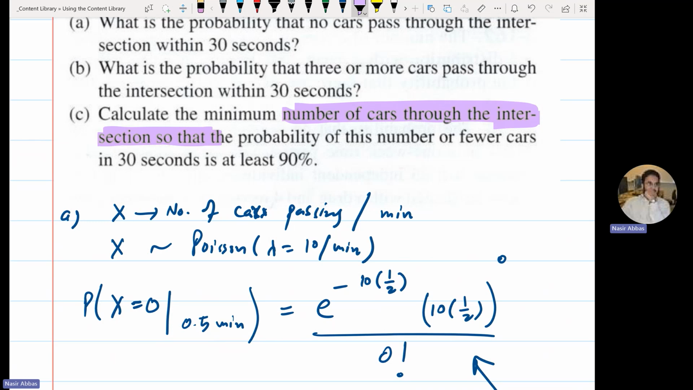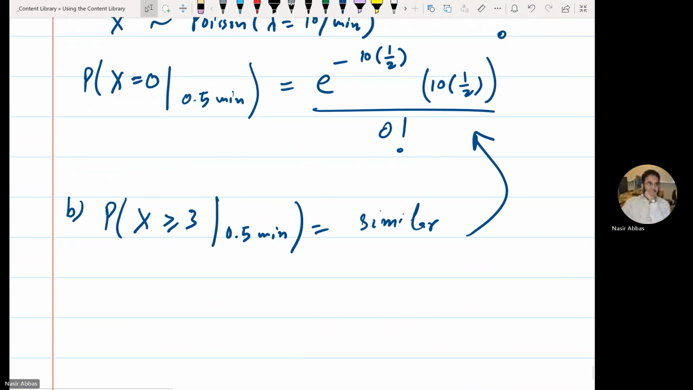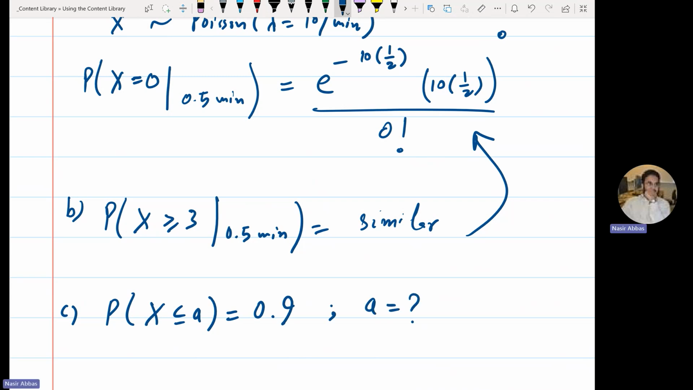The only question here is, what probability are we giving you? Are we giving you equal to or less than equal to or greater than equal to, or what kind of probability are we giving you? Calculate the number of cars through the intersection. So the probability of this number or fewer cars. This number or fewer cars. So what are we giving you? We are giving you less than equal to probability to be 0.9 and asking you for that value.